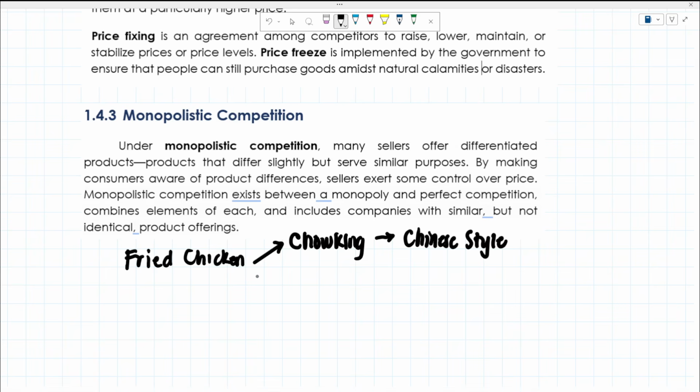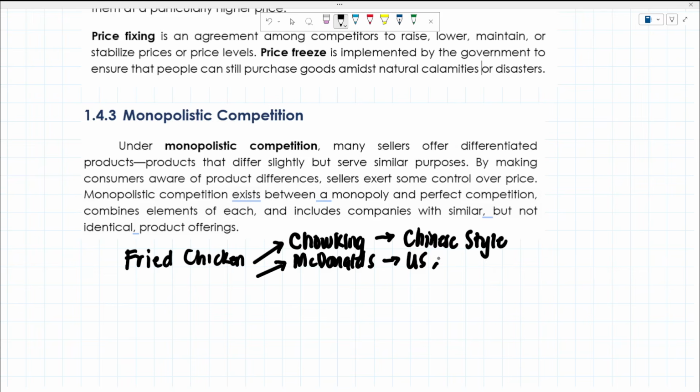Next one would be, let's say, McDonald's. So for McDonald's, it is US, no? Ano na nga ba yung ano nila? Mac, something like that.